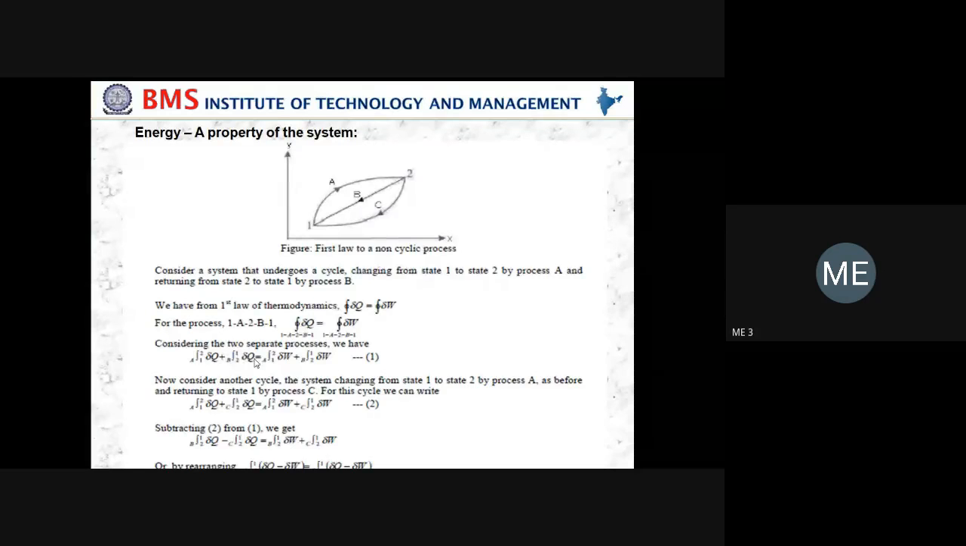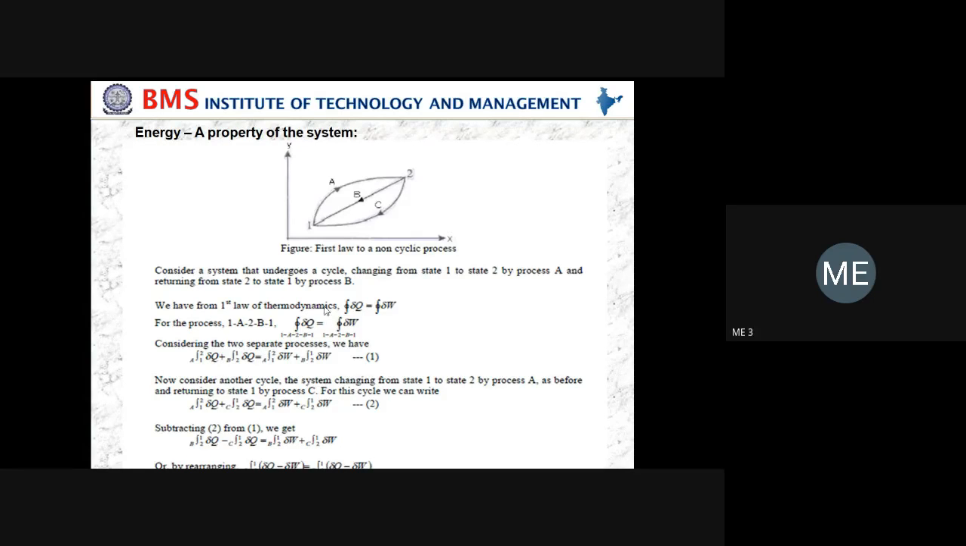And for the RHS part, how are we going to write it? The same thing. That is, the integration of dw for the process 1 to 2 following path A, plus the integration of dw between the process 2 to 1. Don't write 1 to 2 here, you have to write 2 to 1 following path B. So the first step is to write the first law of thermodynamics, and then split it into two separate processes.